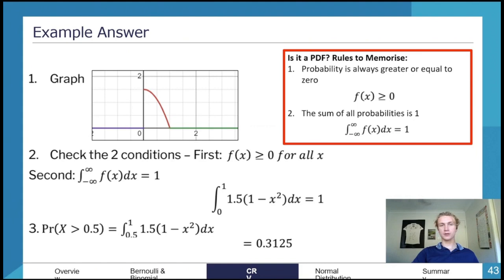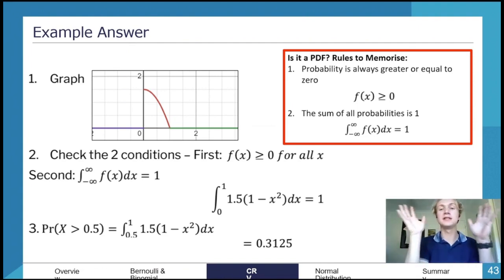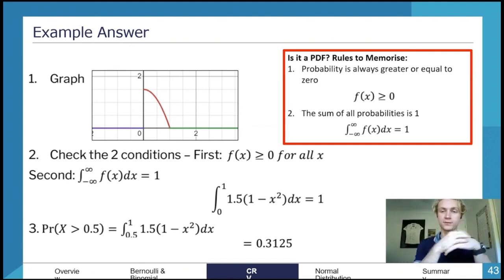So, first of all, you graph it, and that's what it looks like. It almost looks logarithmic going down. Check the two conditions. There are two rules that you have to memorize for whether it is a probability density function, or PDF. Number one, the probability is always greater than or equal to 0. So f of x is always greater than or equal to 0. Here we can see it is, because f of x does not go below 0. It never goes negative, because how do we have negative probability?